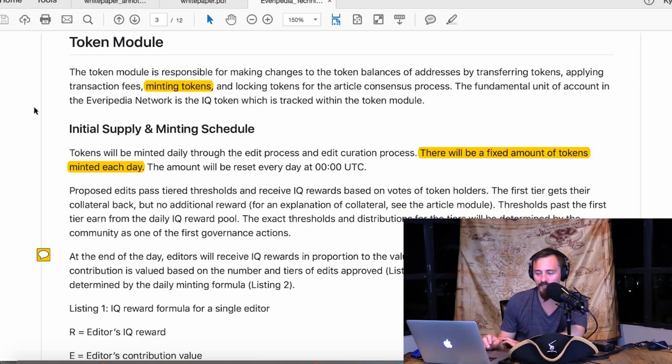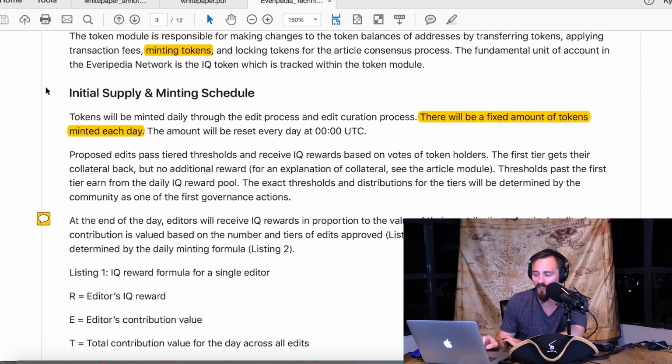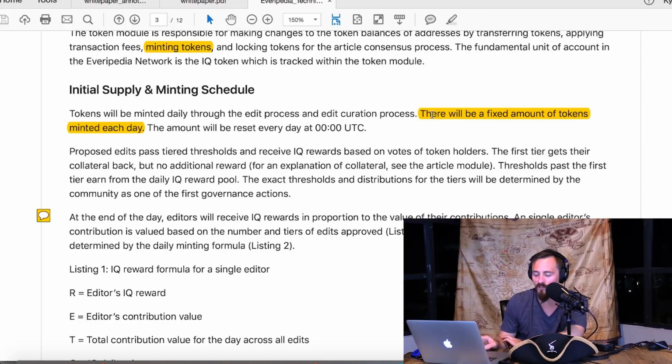Okay, so in the next section, we get to the token module. And I think this is a little bit interesting because they do talk about minting tokens, and specifically they say here that there will be a fixed amount of tokens that get minted each day. So obviously, when those get minted, they will get distributed to whoever earns them. I think we'll get to that in a moment. But also keep in mind that a fixed amount of tokens minted per day means that while technically it will be inflationary, as time goes on, the percentage of the inflation rate will tend toward zero.